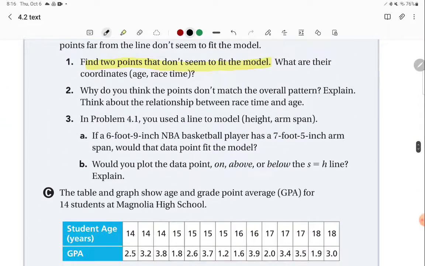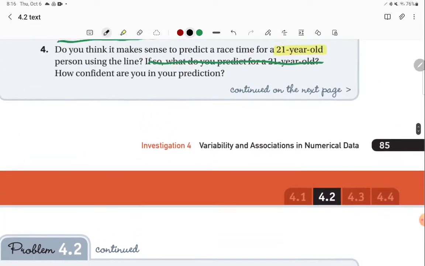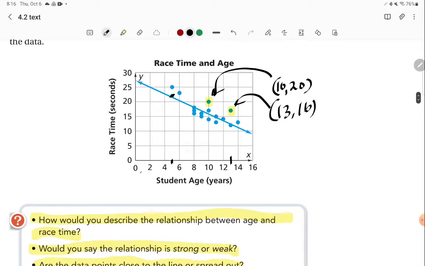Then 2, why do you think the points don't match the overall pattern? Explain and think about the relationship between the race time and age. So why do I think these points don't match the overall pattern? If you look at it, this 10 means that this student is 10 years old and they ran a race time of 20, right? Where on average, the race time should be right there for a 10-year-old, which is about 12 seconds. So this tells us that this person is slower than normal, or what should be considered normal.